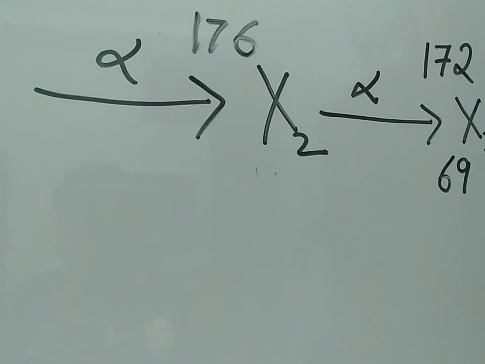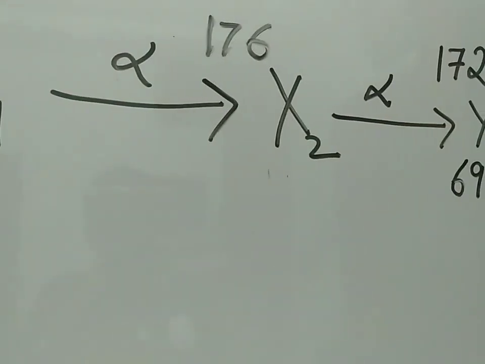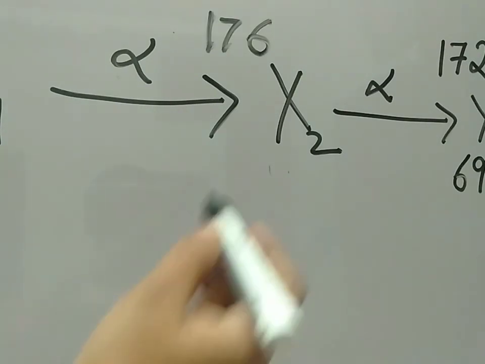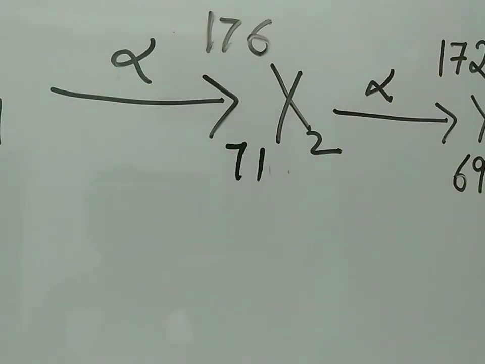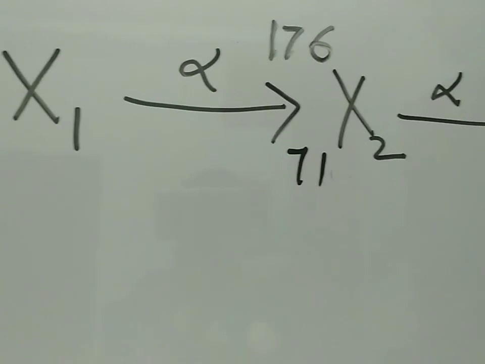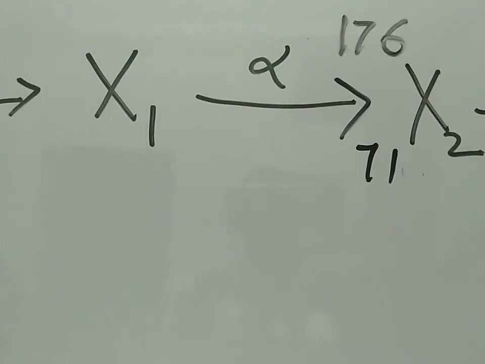176. Now, what happened to the atomic number? 69. Instead of minus 2, we have to add 2. 69 plus 2, you will get 71. Now again, you can see it is an alpha emission. So again from 176, what do we have to do?